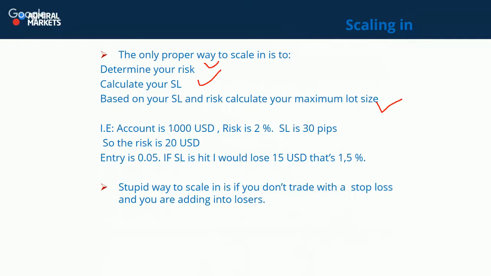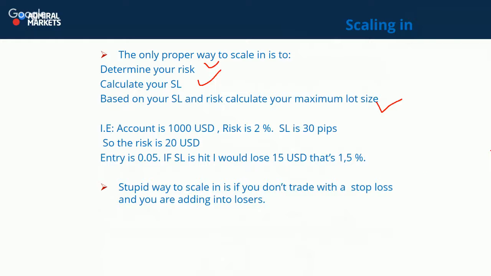So let's say that the account is $1,000 and risk is 2%. And let's say the stop loss is 30 pips. So the risk is $20. Okay, well, let's say that it's acceptable. It's a small account, very small, usually a starter account, but you need to build it up. So entry could be 0.05, because if the stop loss is hit, you would only lose $15.